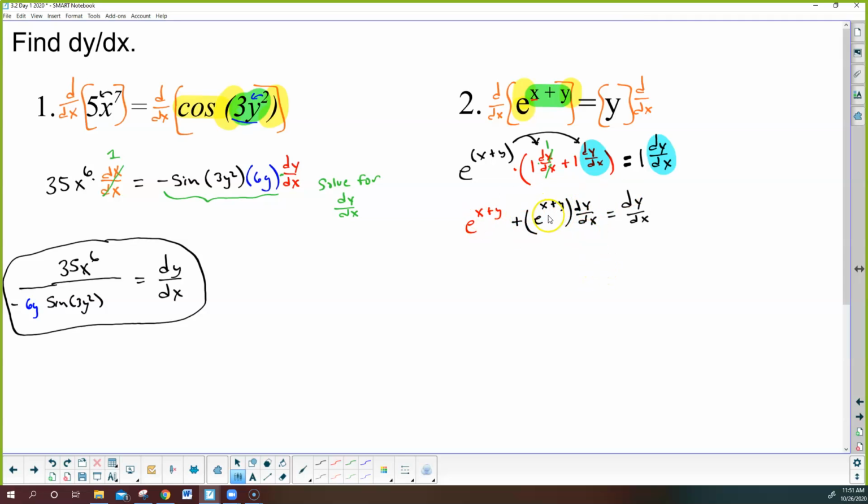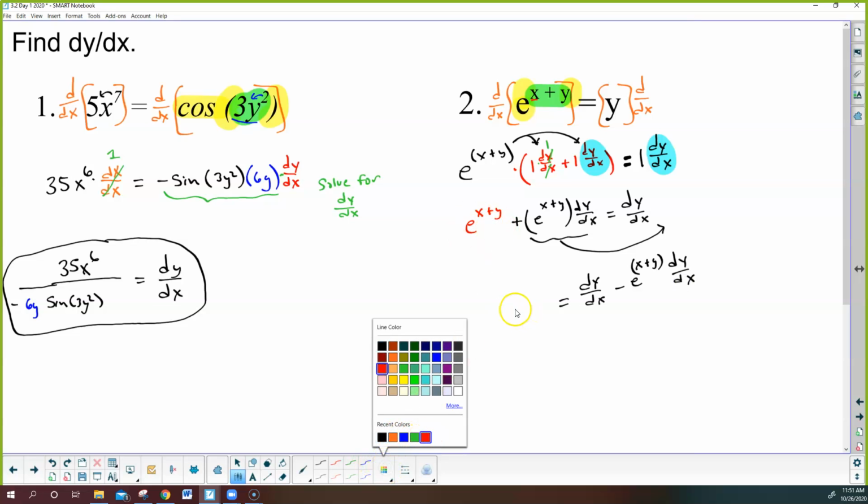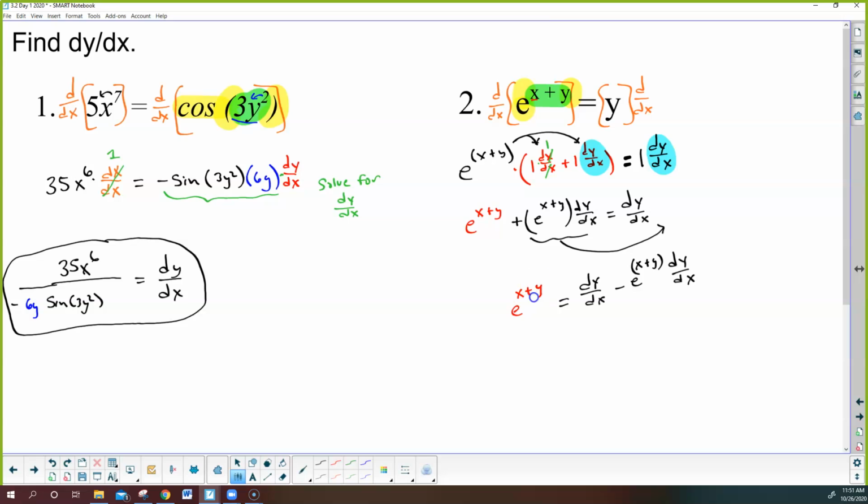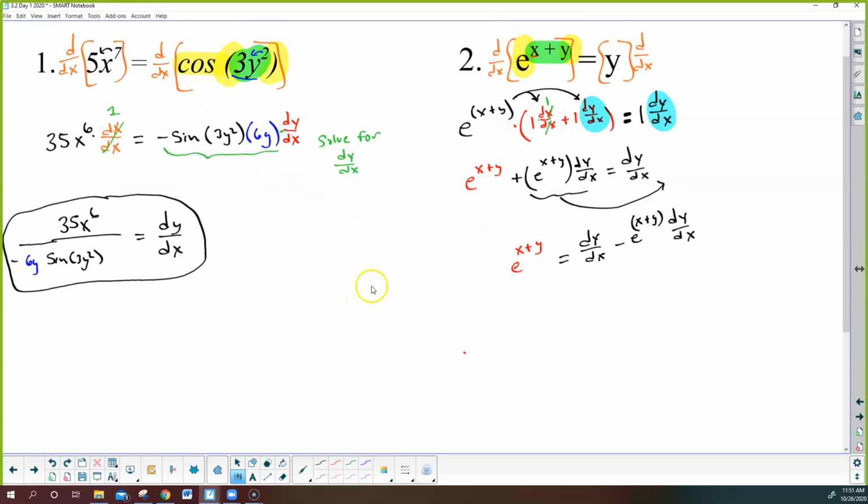And then I need to move this piece over here. So this whole thing is just going to move over with subtraction. And then the only thing that's left over on the left side is the red e to the x plus y. So what do we do now when I have more than one dy dx? Well, we have to factor. And that's usually where kids make a mistake or they forget to do this.